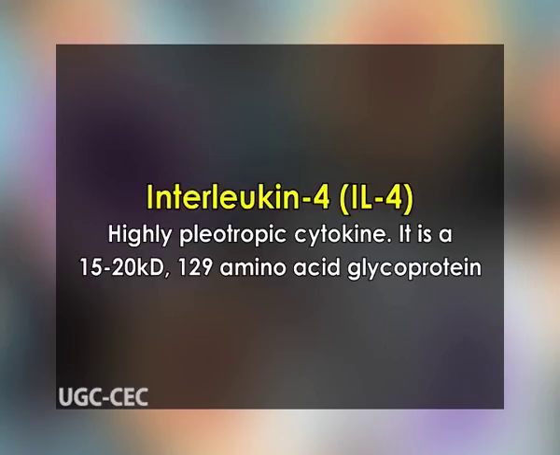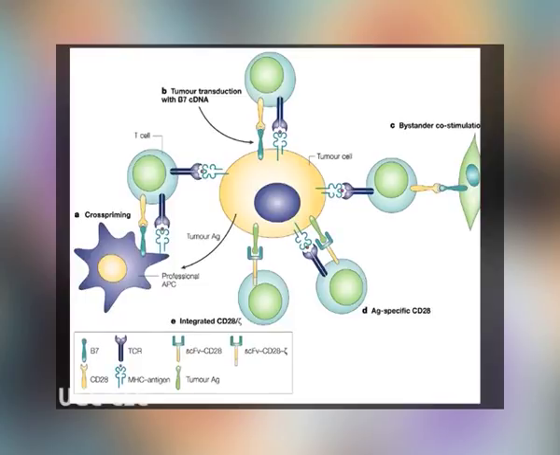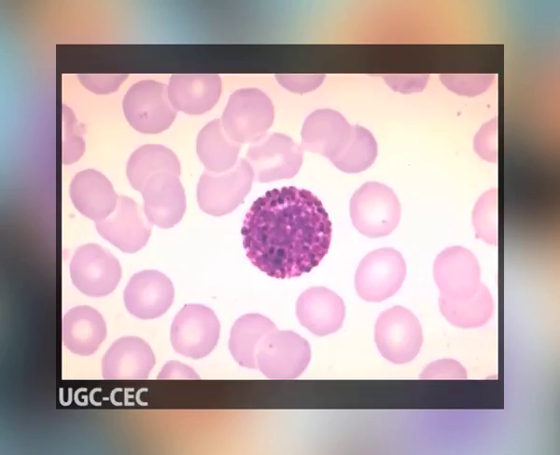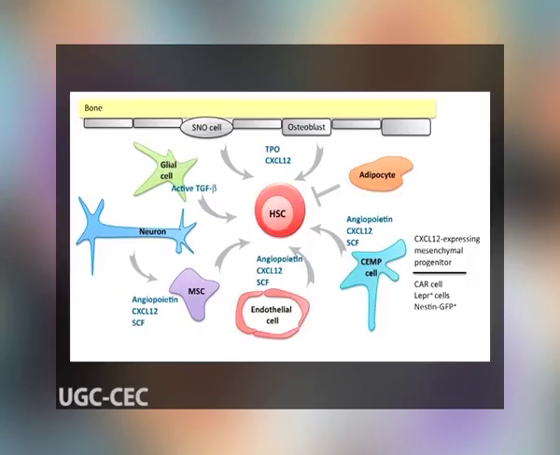Now let us discuss interleukin 4. Interleukin 4 is a highly pleiotropic cytokine. It is a 15 to 20 kilodalton, 129 amino acid glycoprotein secreted by activated T lymphocytes, mast cells and basophils, and bone marrow stromal cells. Human and murine interleukin 4 share sequence homology of 41%. The biological and receptor binding activity is species specific.